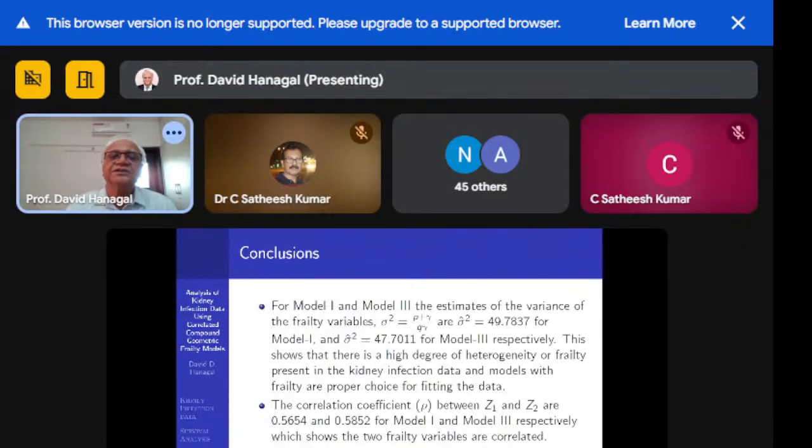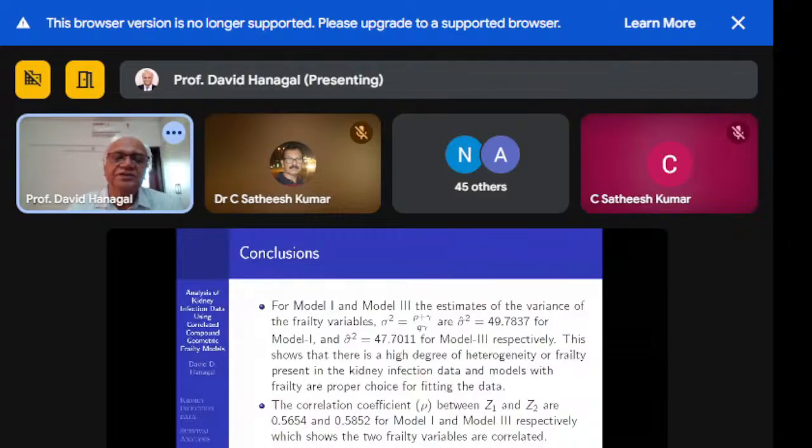Some conclusions. Sigma is very high. That means frailty is present. That means the variance of the frailty is very high for both model 1 and model 3. And rho is also high. There is a correlation between the two. That's why we are using the correlated frailty model.